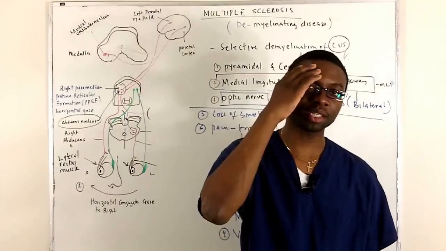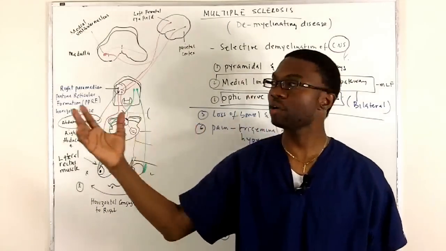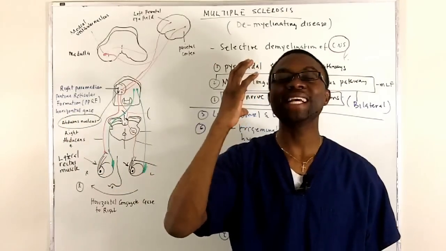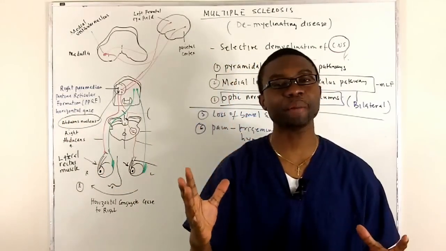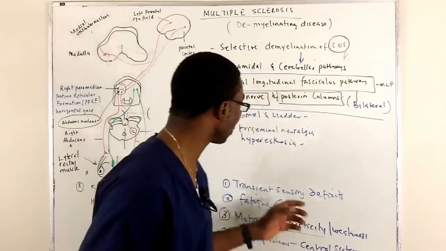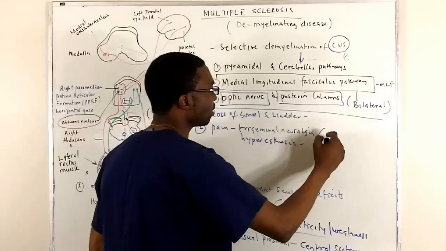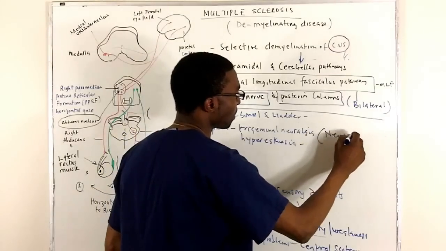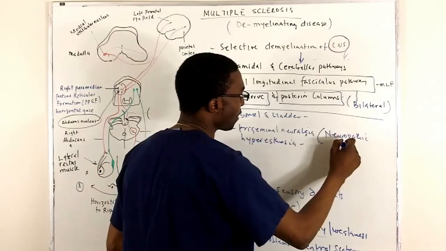When somebody has trigeminal neuralgia, a light touch to their face, or even a wind blowing on their face, causes excruciating burning pain. That is trigeminal neuralgia, and this is neuropathic pain, because it's a nerve pain. Neuropathic pain.